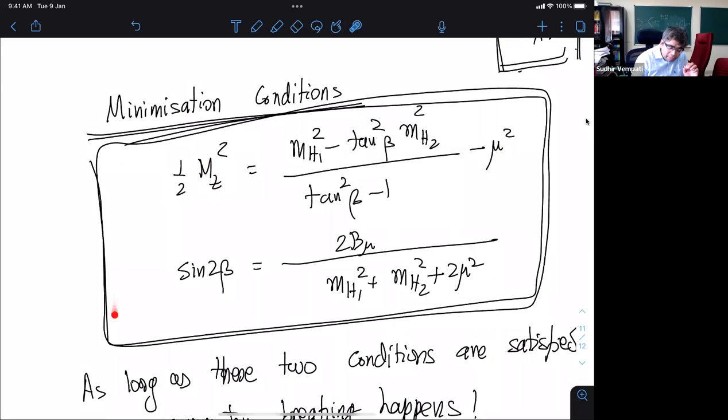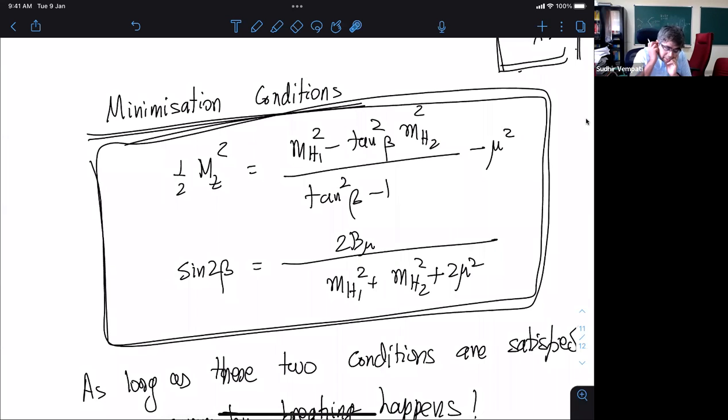So these are tree level relations, so they're subject to radiative corrections. Any radiative corrections to this should be small. Otherwise, because these are highly well measured, they could lead to fine tuning, as we'll see later on.